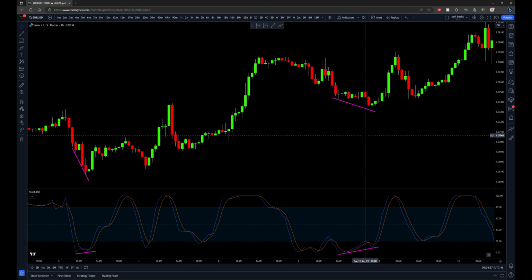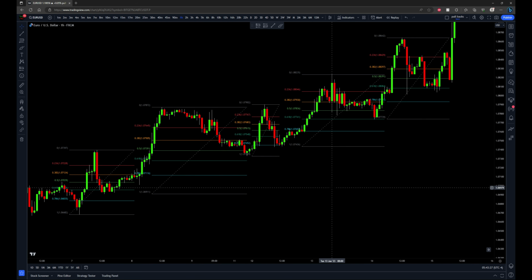Now let's move on to our 7th discounted entry method. The 7th discount entry method is the Fibonacci retracement. And this one is extremely common, but can be useful.